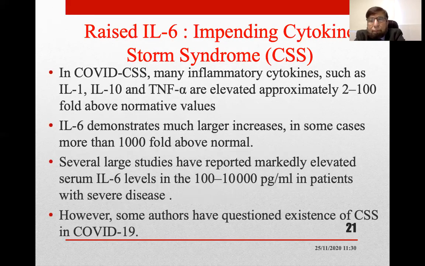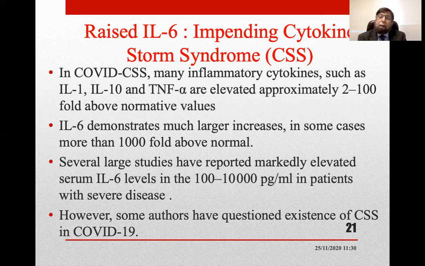You must have heard about another very important clinical syndrome associated with COVID-19, called cytokine storm syndrome (CSS). So in COVID CSS, many inflammatory cytokines such as IL-1, IL-10, tumor necrosis factor alpha are elevated approximately 200 fold above normative values. But IL-6 demonstrates very high levels, maybe 1000 fold. Several large studies have reported markedly elevated IL-6 levels in the range of 100 to 10,000 picogram per ml.